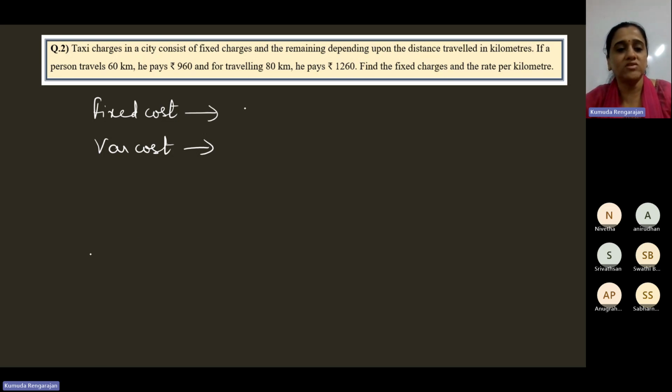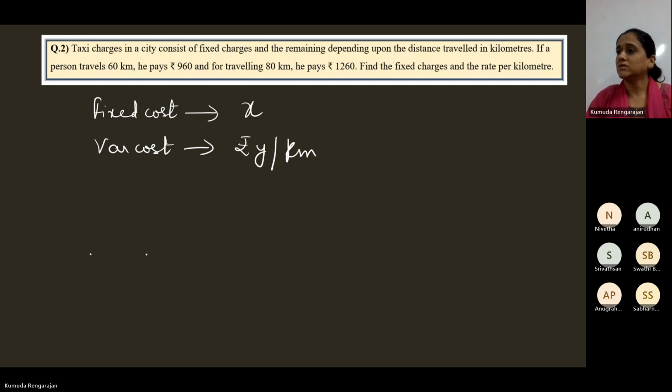So let the fixed cost be X rupees. The variable cost is per kilometer, right? It's the charge per kilometer. So let that be rupees Y per kilometer. Let the fixed cost be rupees X. Let the charge per kilometer be rupees Y.